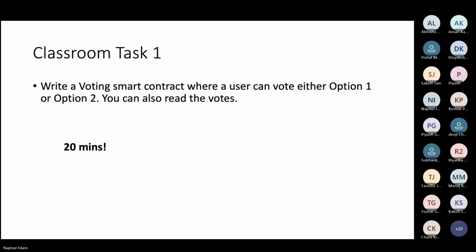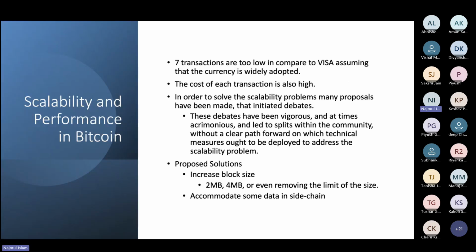Okay, so these are the different solutions that were proposed, and the community couldn't really agree on things. So ultimately, different instances of Bitcoin have been created. You will see Bitcoin Cash, Bitcoin Gold, and so on. All right, so that's a little bit of an introduction or summary of the scalability issues related to the Bitcoin network.